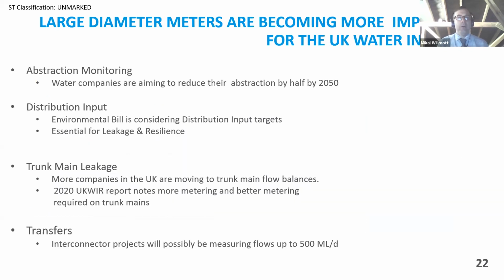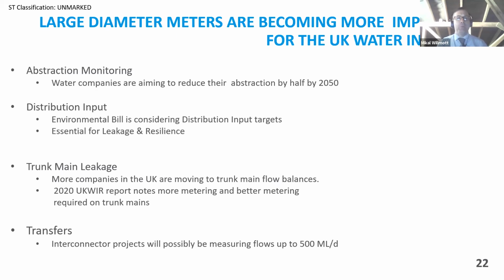in diameter. We know that large diameter metering is becoming more and more important in the UK. And again, there's a number of reasons why this is. For example, abstraction monitoring. The water companies in the UK are aiming to reduce abstraction by half by 2050. As we lower abstraction, our metering needs to become more accurate, more precise. So again, large meters will have a big role in this.